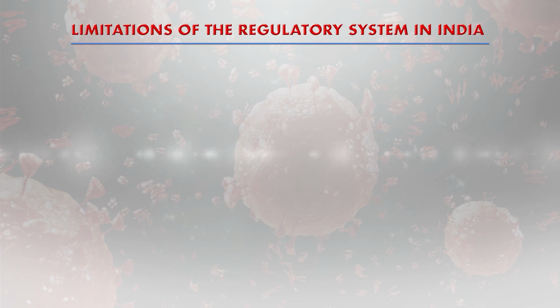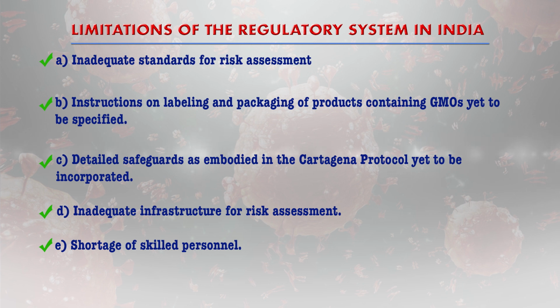So what are the limitations of the regulatory system in India? There could be inadequate standards for risk assessment, and instructions on the labeling and packaging of foods containing GMOs are yet to be specified. Detailed safeguards as embodied in the Cartagena protocol need to be incorporated. There would be inadequate infrastructure for risk assessment and a shortage of skilled personnel in this area.